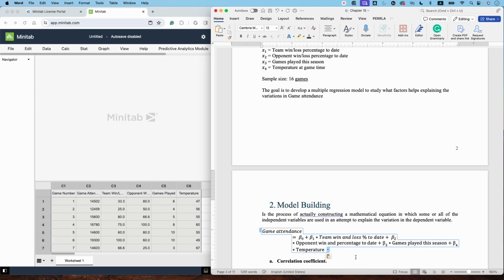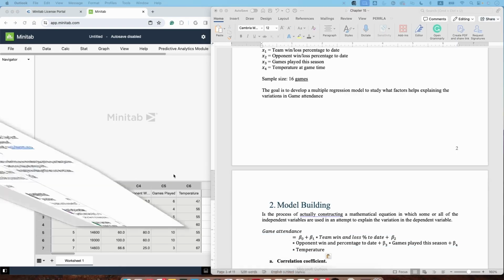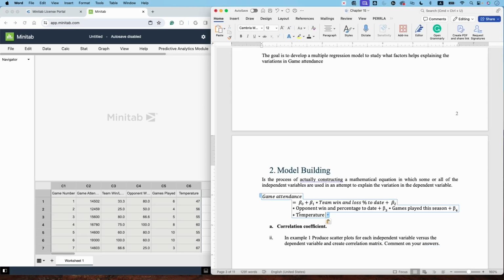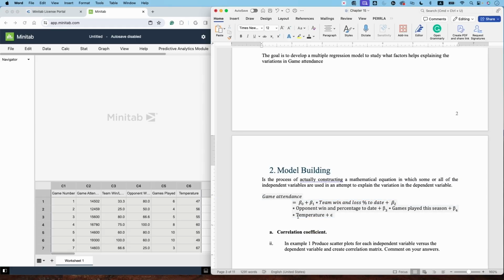And as we said before, we cannot get the population model, so we are estimating the population model, okay? The estimated model is going to be the estimated game attendance, and we have to add the epsilon, the error here, right? Epsilon, which is the error. But for the sample model, the one that we are trying to build, we have the estimated game attendance equals b naught plus b1 times the team win percentage plus b2, etc., without the error, okay? Because the error is already included in the model.